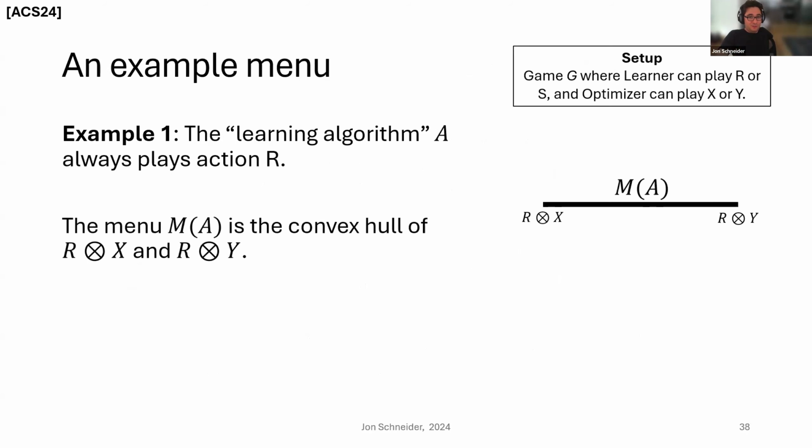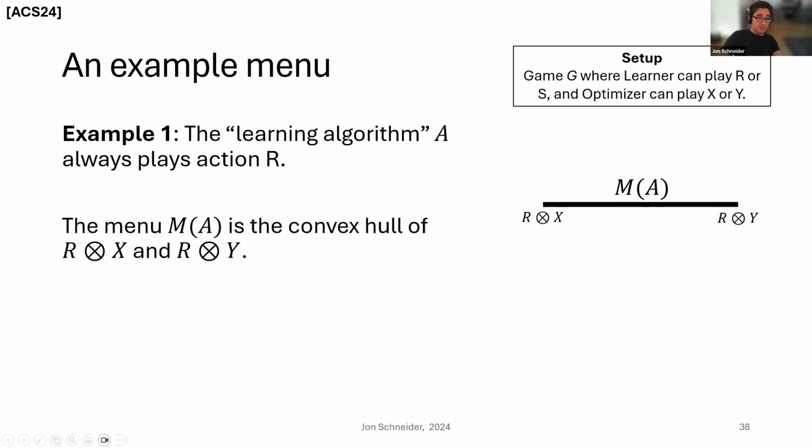And just to make sure everyone understands, let's compute this menu for two very simple learning algorithms. First we'll look at the learning algorithm, in quotes, that always plays just one action. Throughout this and the next example, we're just going to look at a game where both the learner and the optimizer have two actions. The learner can play action R or S, and the optimizer can play action X or Y.